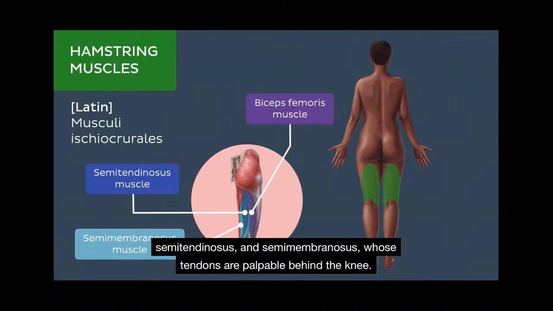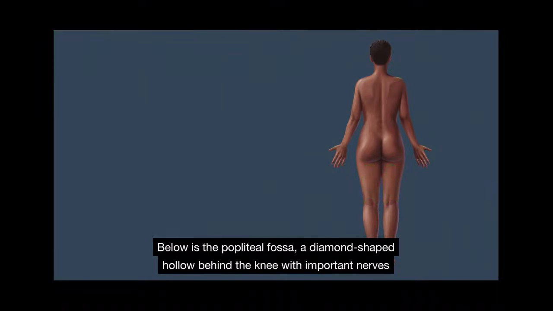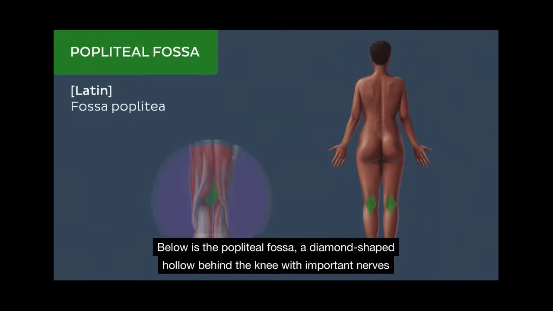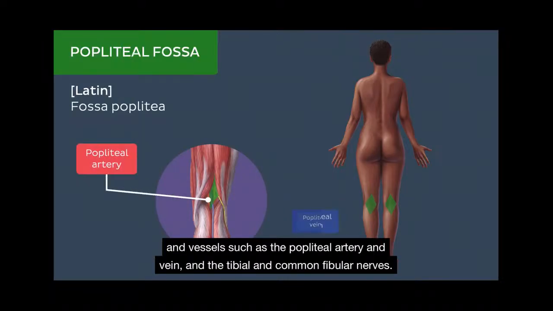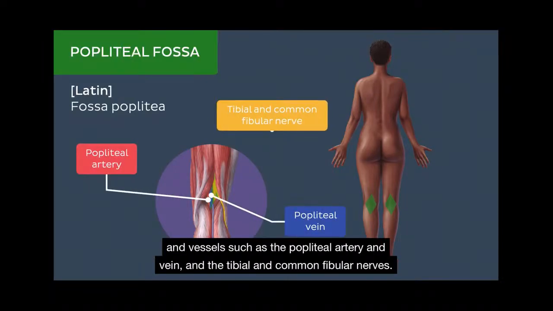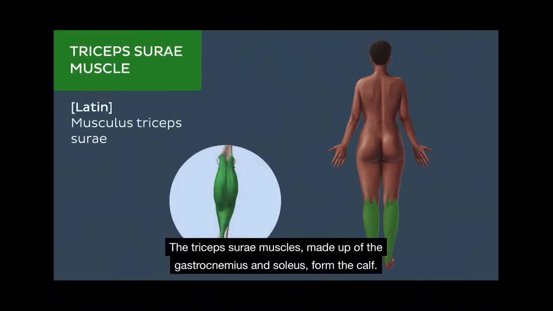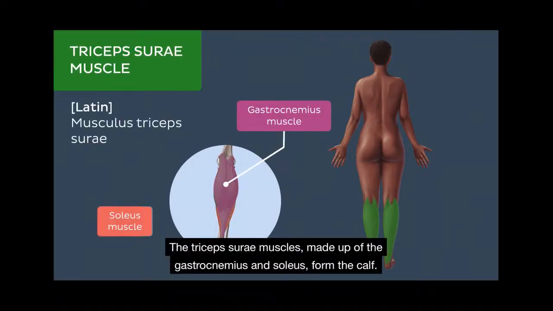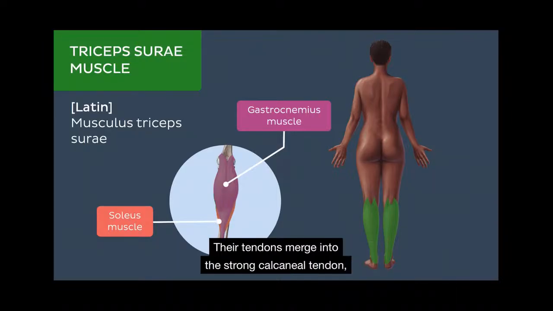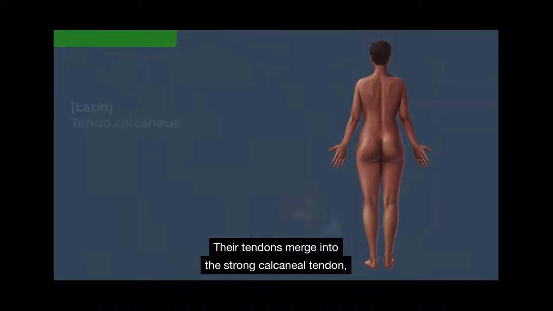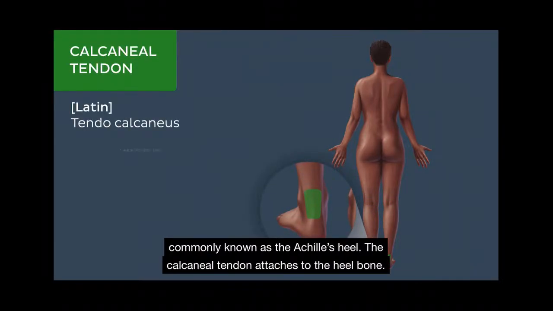whose tendons are palpable behind the knee. Below is the popliteal fossa, a diamond-shaped hollow behind the knee with important nerves and vessels such as the popliteal artery and vein, and the tibial and common fibular nerves. The triceps surae muscles, made up of the gastrocnemius and soleus, form the calf. Their tendons merge into the strong calcaneal tendon, commonly known as the Achilles heel.